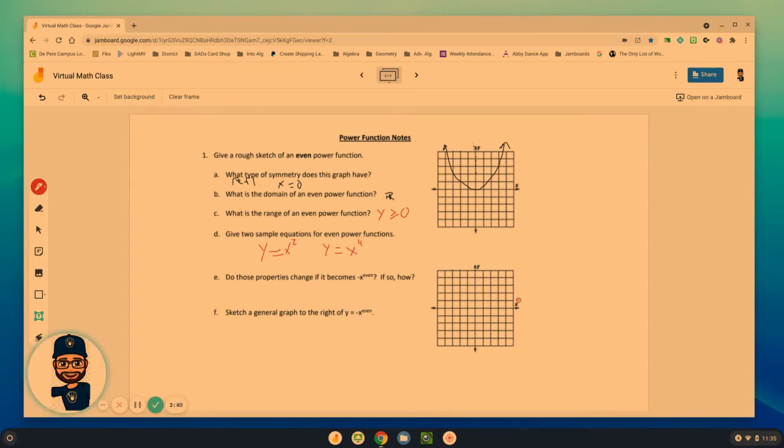Now, when we have a negative sign out in front, what we've learned from our quadratics is that turns the graph upside down. The only thing that changes, though, from up on top is the range. The range now becomes different. The range is going to be y has to be less than or equal to 0 because all of these numbers are going down. And that's the only property that changes with even power functions.